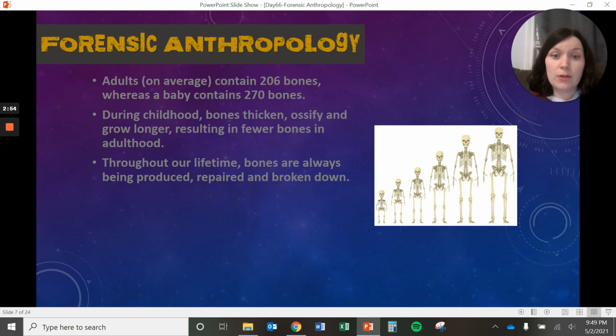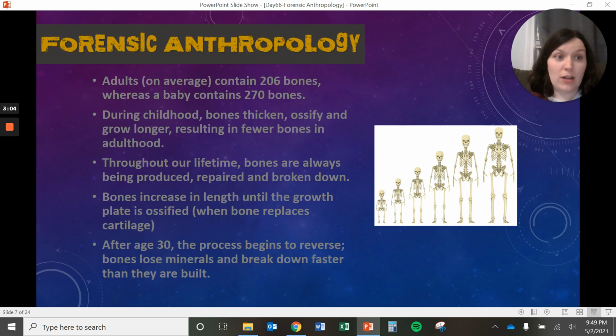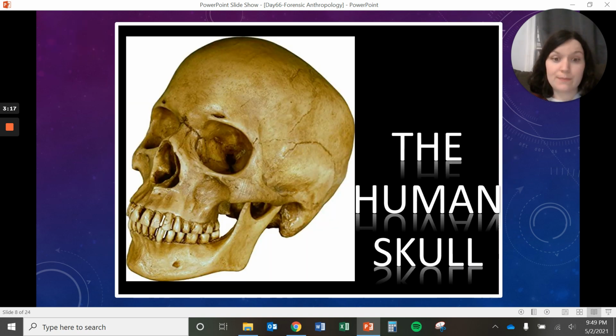Throughout our lifetime, bones are always being produced, repaired, and broken down. They're going to increase in length until the growth plate is ossified, which means the cartilage is being replaced by bone. And then after age 30, this process begins to reverse, and bones lose minerals and break down faster than before.